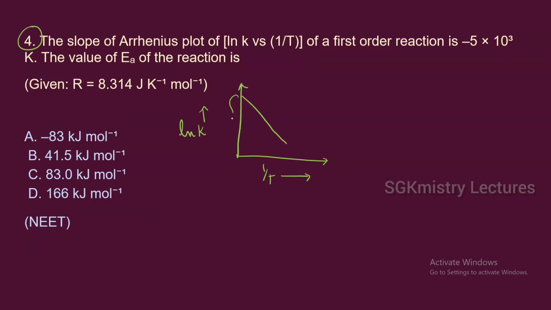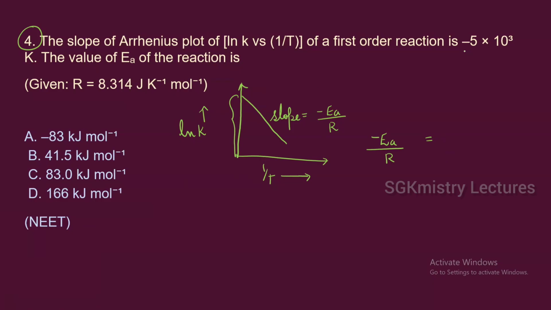Now this intercept value is ln A. We are not going to worry much about this particular thing because we are only interested in the slope. So slope is equal to minus EA by R. I'm only looking at what is the x-axis, what is the y-axis, as well as what is present in the slope. So minus EA by R is the slope.